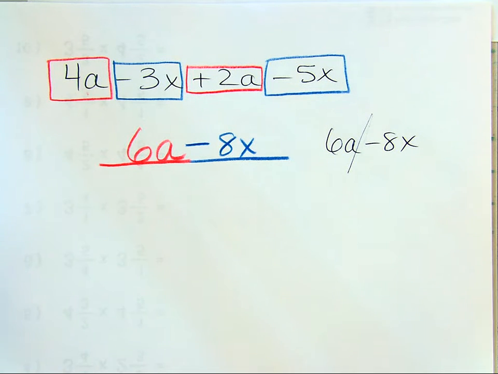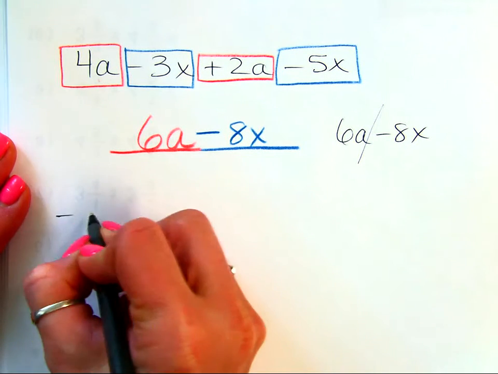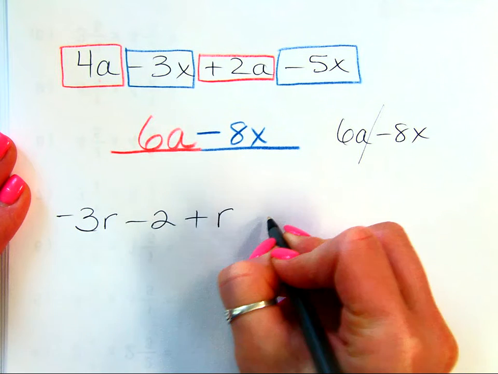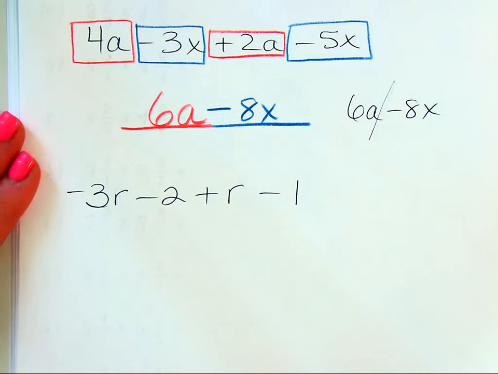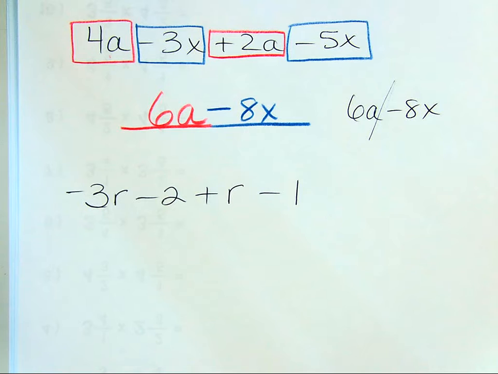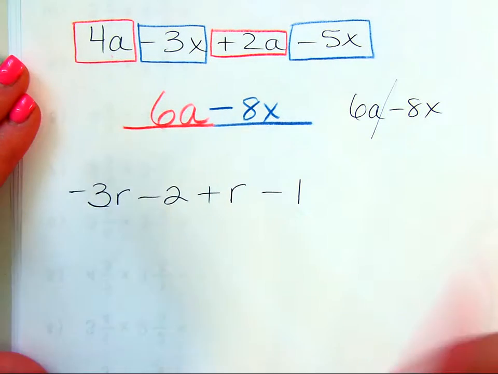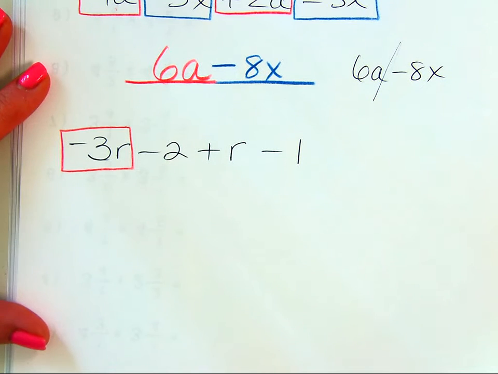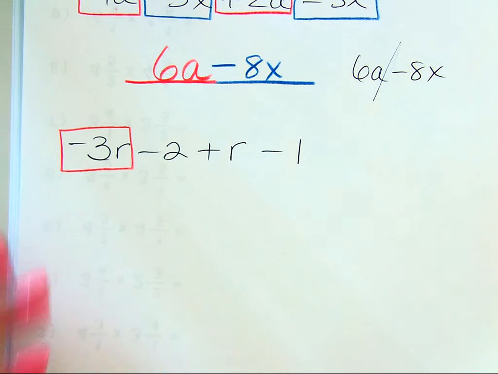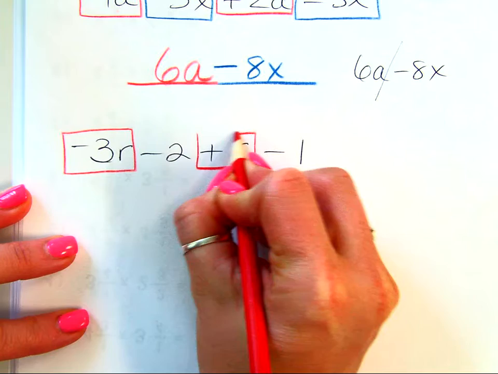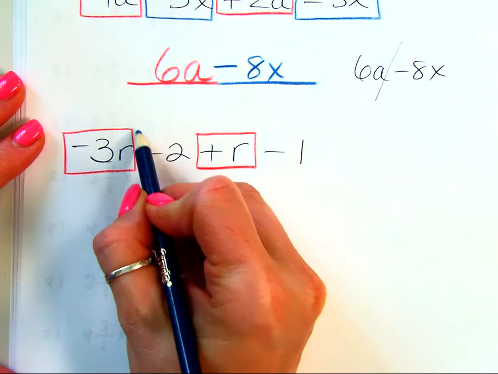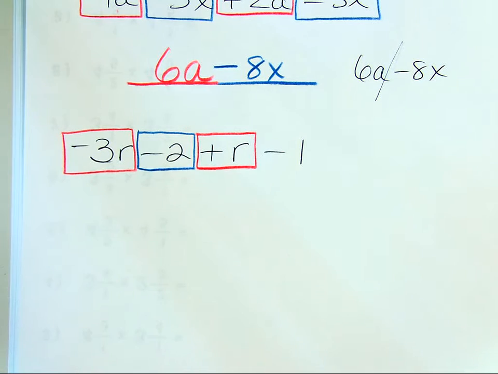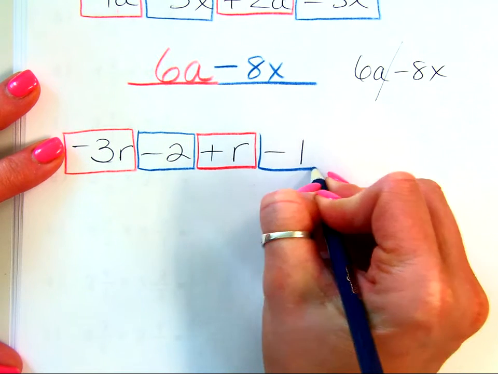Let's do another one. So no colors, just get your pen or pencil. Negative 3r minus 2 plus r minus 1. How many colors will I need? Just 2. So I'm going to take this negative 3r and box it off. What is the other like term? Just the r. Then I'm going to take my blue and I'm going to include that. Are you starting to see it more as the negatives instead of minuses now? Like those minuses are gone. These are negatives and positives.